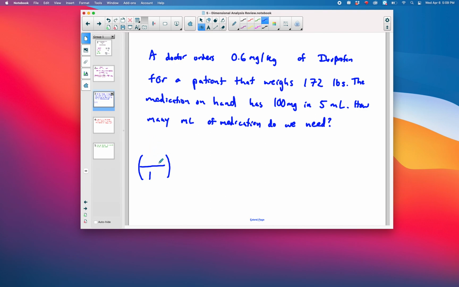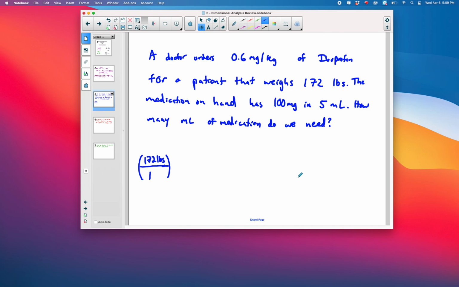So what is everything based off of? The amount of medication that I'm going to give in milliliters is all based off of the weight of the patient. The bigger the patient is, the more medication that they're going to need. So we can put 172 pounds here for the patient weight.